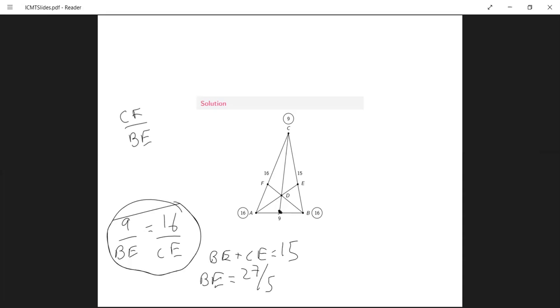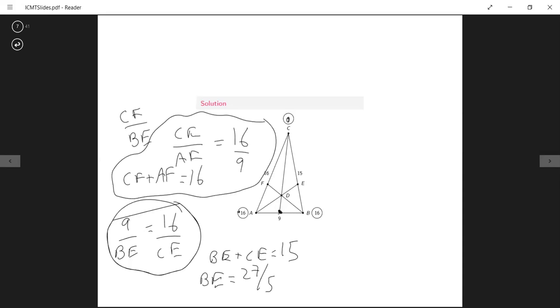Now since we know the weights on A and C are 16 and 9 respectively, we know that CF to AF is equal to 16 over 9, because we know this and this. And we also know that CF plus AF is equal to 16. So using these two equations, by the same approach we used to solve the first system of equations, we get that CF is equal to 256 over 25. So we found CF and BE.